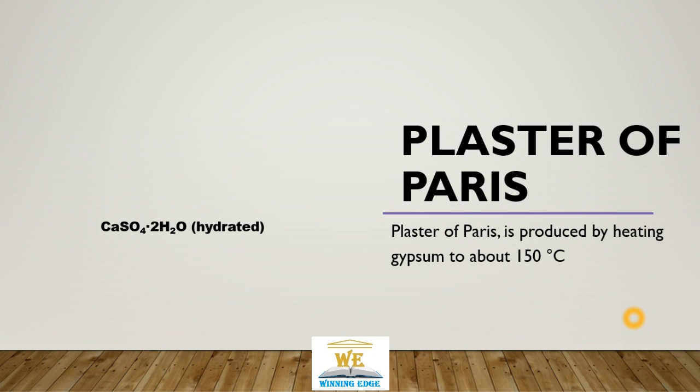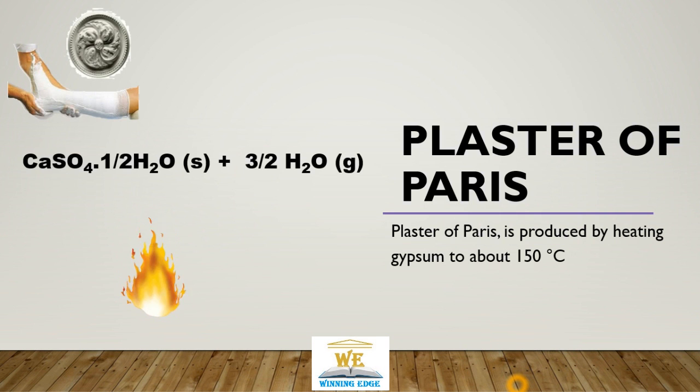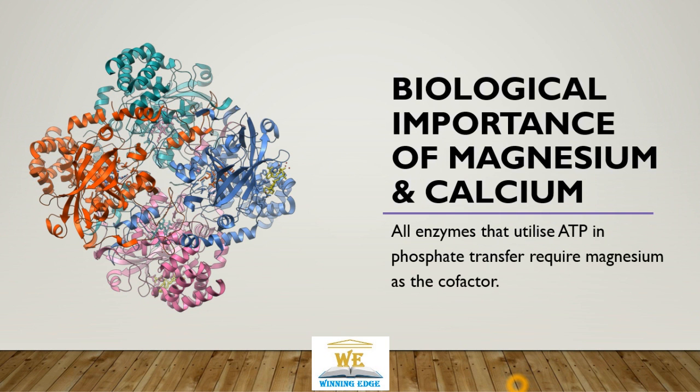Now, one important construction material from alkaline earth metals is calcium sulfate dihydrate, also known as gypsum. Plaster of Paris is produced by heating gypsum at 150 degrees Celsius. 1.5 molecules of water of hydration are lost. We will be left with calcium sulfate hemihydrate, which is used for different materials.